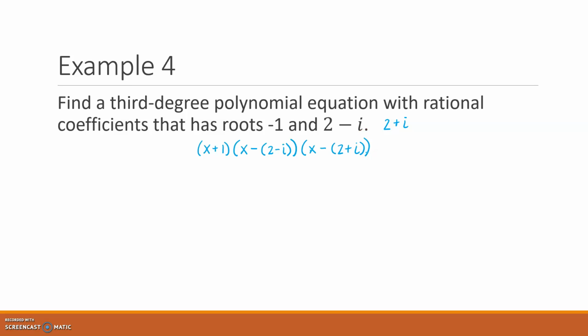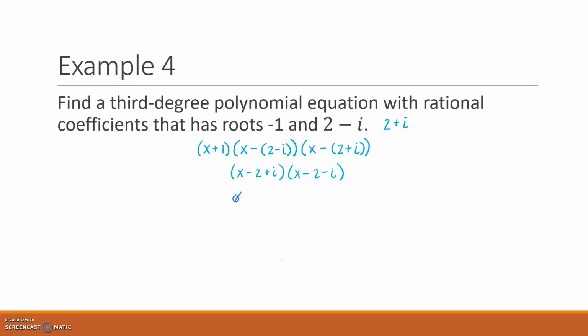Now, this is not as bad as it looks, I promise. What we're going to do is think about distributing this negative in both cases, and I'm going to ignore the x plus 1 for now. x minus 2 plus i and x minus 2 minus i. And here's what's going to be really great: when we, for lack of a better word, FOIL these together, our i's are going to disappear. The letter i is going to disappear. So I'm going to distribute this.